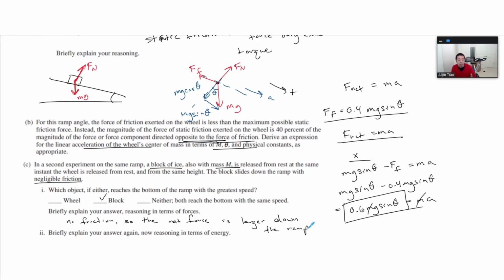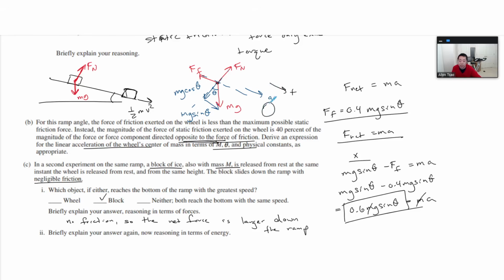Well, this is the thing. Both objects are going to have conservation of energy involved. If you include the Earth as part of the system, they start at the same height, they have the same mass, so they start with the same gravitational potential energy. The difference is this block converts all of that energy into translational kinetic energy. Okay? Linear kinetic energy. This block doesn't have any work happening on it. But the wheel has some energy related to the fact that it's spinning.